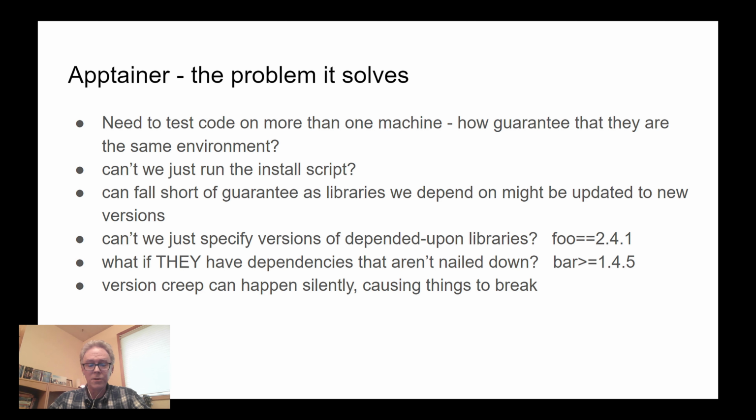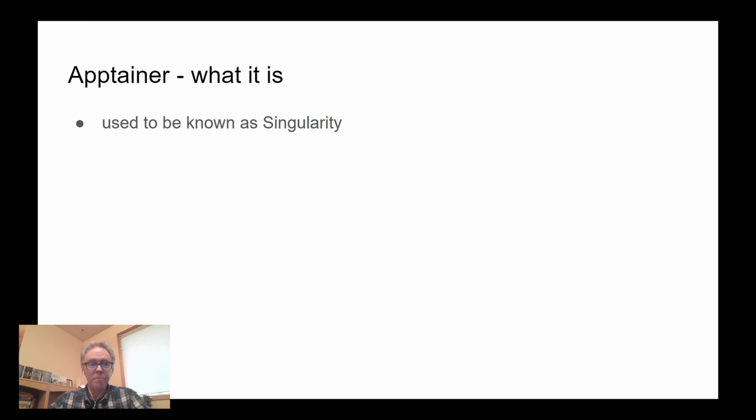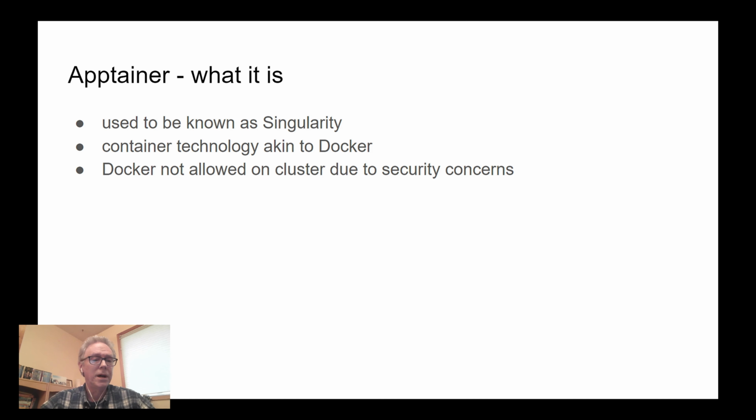And yeah, so let's see. What is Apptainer? It used to be known as Singularity, and that changed recently. It became Apptainer when it was taken over by a different organization. It's a container technology, kind of similar to Docker. Docker is kind of architected as a stack of things to try to replicate environments, but Apptainer is a single large file. And oh yeah, so Docker is not allowed on the cluster due to security concerns, at least at the time of this writing.